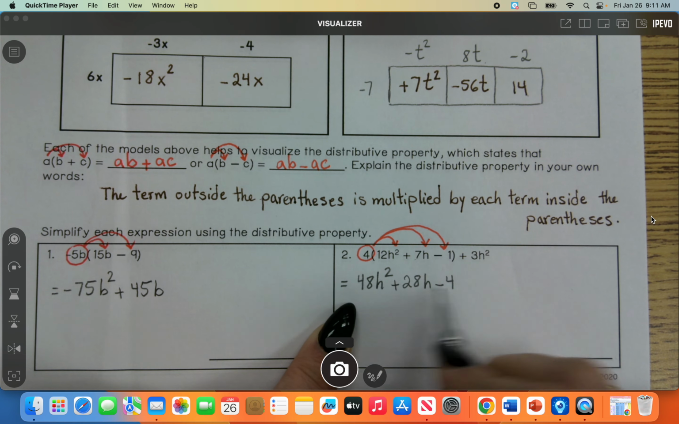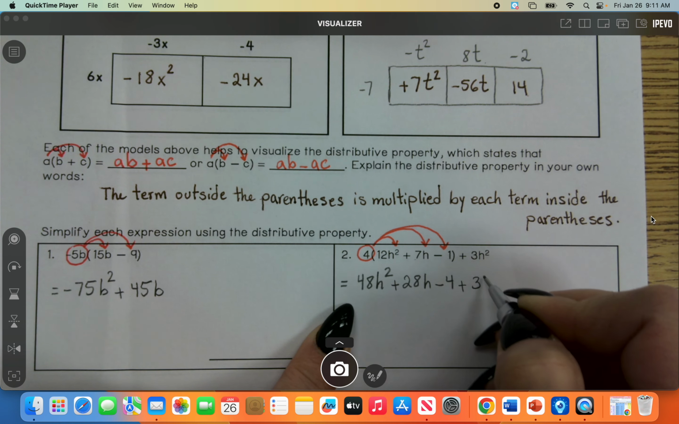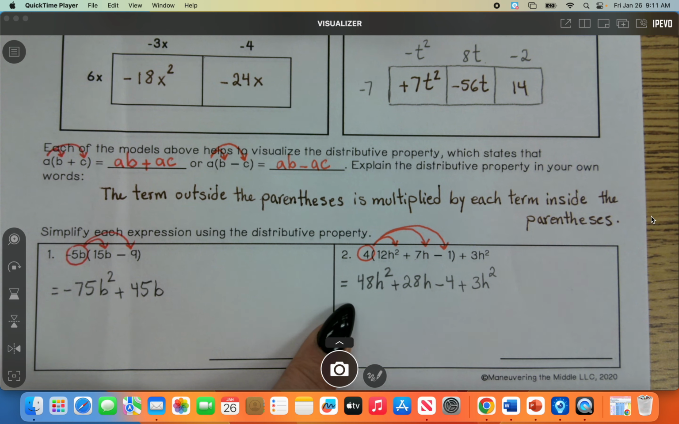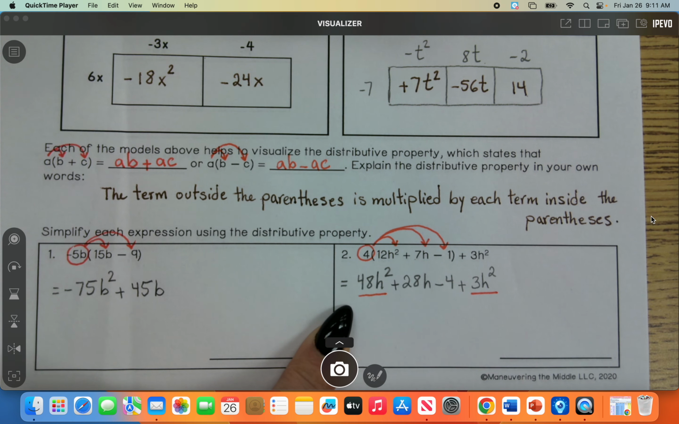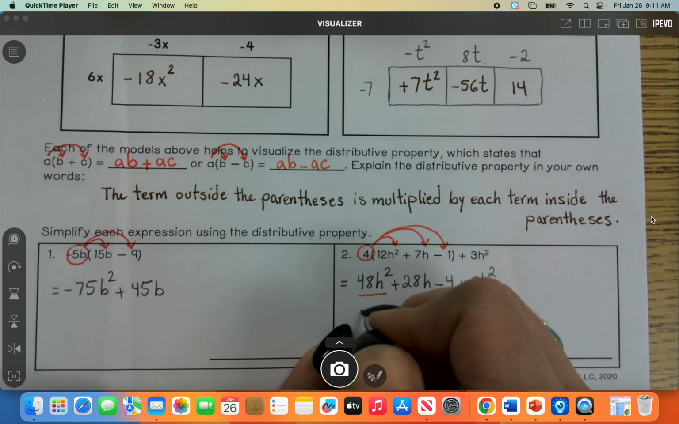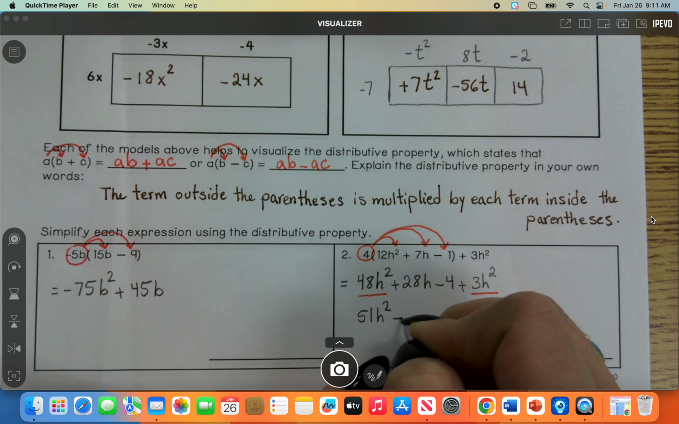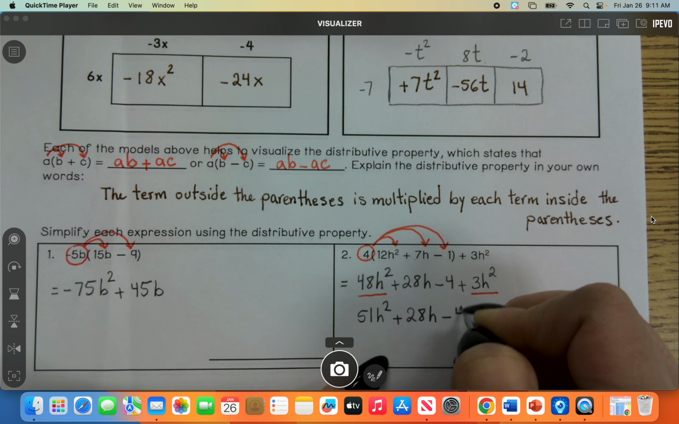Then, that way we got rid of the parentheses, so now we can say the whole thing added to the term 3h squared. Now, we see that these two are like terms, so we have to add them. So that would be 51h squared plus 28h minus 4.